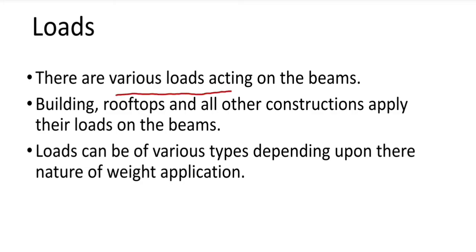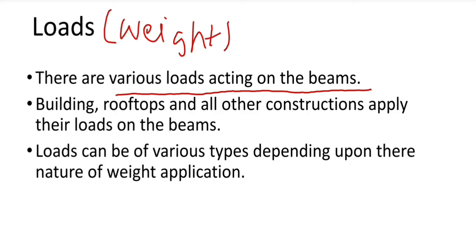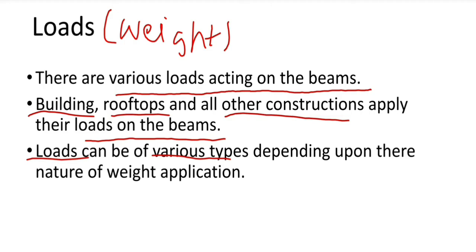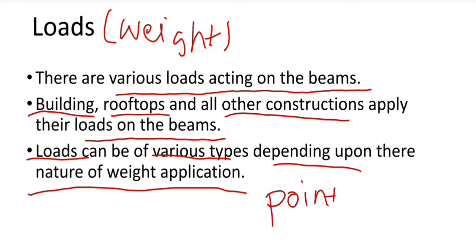There are various loads acting on the beams. So what does the word load mean? It is just the weight of anything. Buildings, rooftops and all other constructions apply their loads on the beams. Loads can be of various types depending upon the nature of the weight application. That is, the load is applied at a single point, or the load is applied uniformly over the beam, or it is non-uniformly applied. On those conditions, there are various types of loads.